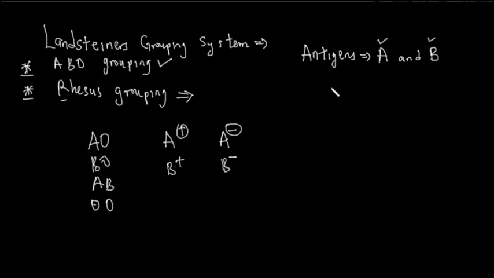Now, just write: presence or absence of either or both of the antigens gives a blood group according to the ABO grouping system.